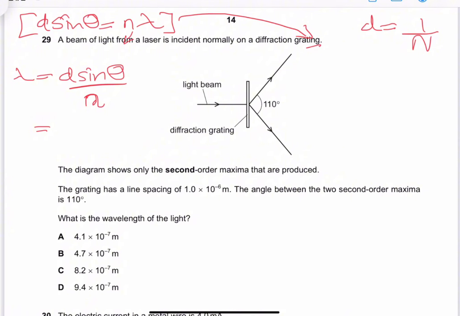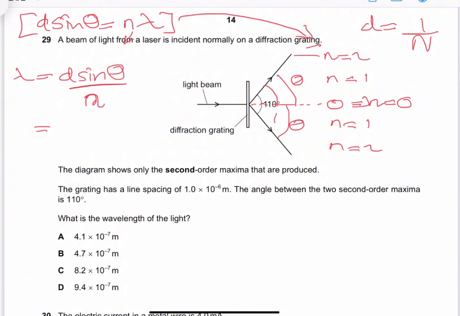But the most tricky thing is, what is the value of theta? Theta is not 110, right? The central fringe will be here where we have a zero, or rather, this is n equals zero order. And we're told that this is n equals two, meaning we have n equals one. We also have n equals one here, and n equals two. The theta is always the angle between the central order, which is n equals zero, and wherever you want to go, right? You can go here, value of theta. You can go here in this angle, value of theta. So your value of theta is not 110, rather it is half of this, which is 55.